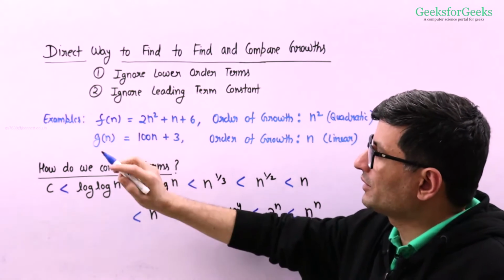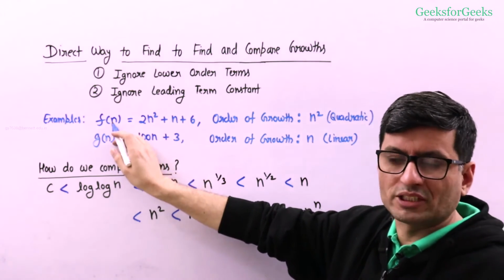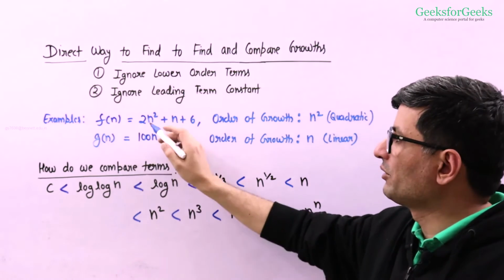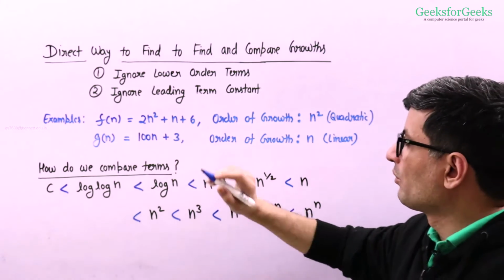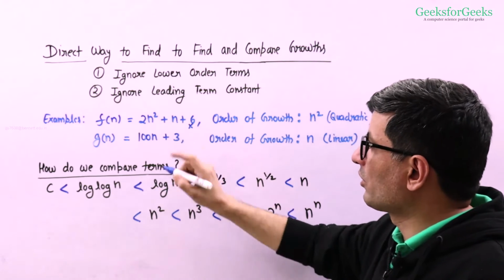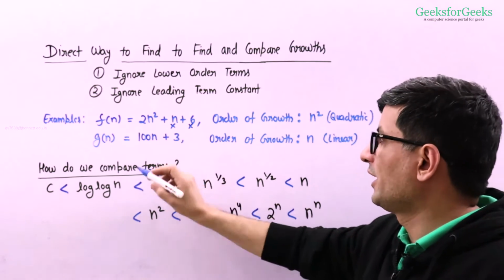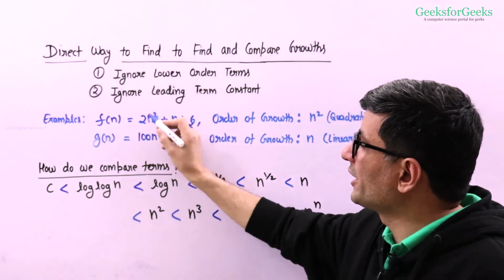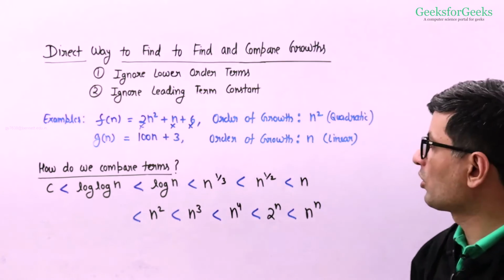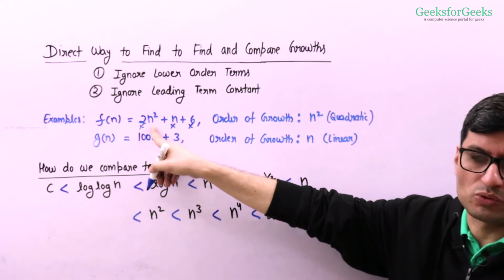So let's see these examples. If we have, say, a function f(n) representing time taken by an algorithm, and say the value of f(n) is 2n square plus n plus 6. What we can do is ignore the lower order terms, 6 and n, and we can ignore the constant of the leading term. This is the leading term and we ignore its constant too. So order of growth is the remaining thing, which is n square, right?